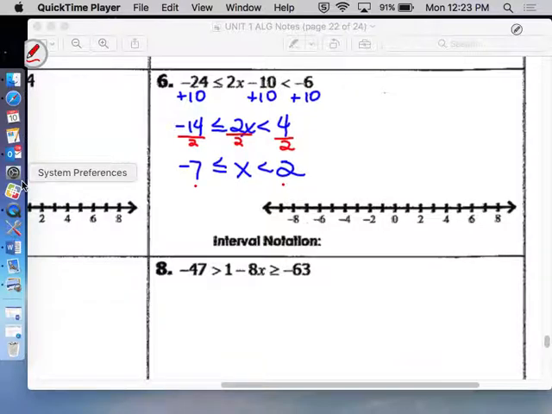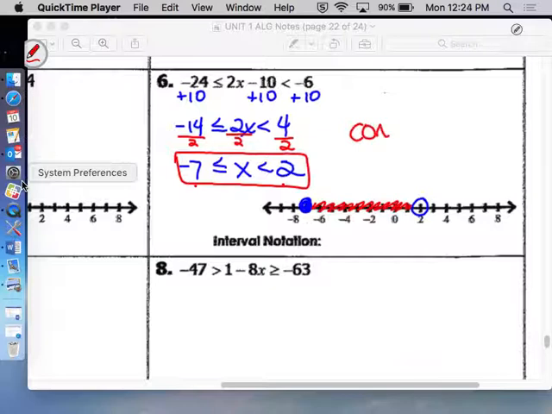So I'm first going to plot negative 7, and I'm going to give it a closed solid circle because it's a less than or equal to. And I'm going to put an open circle at positive 2 because it's the strict inequality. What this arrangement is telling me is I'm looking for all of the numbers between the two boundary points, so I shade in between. This is my typical conjunction and scenario.